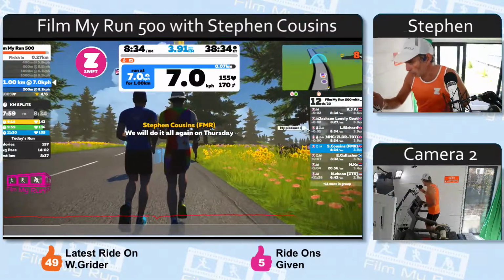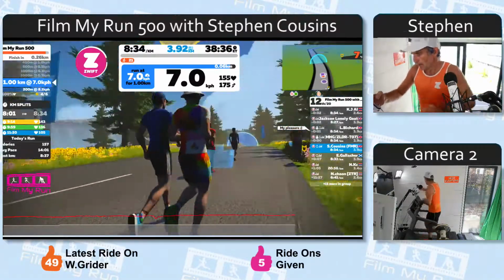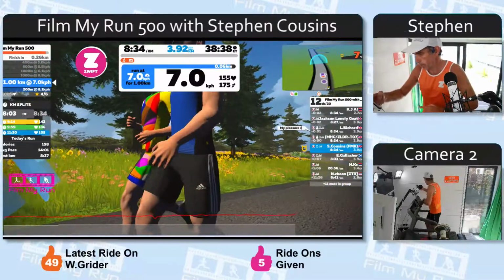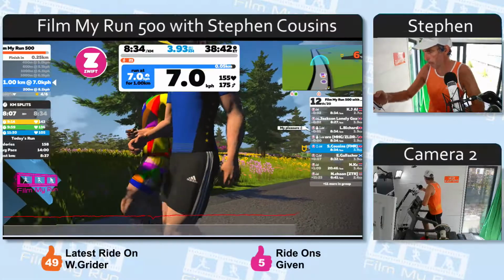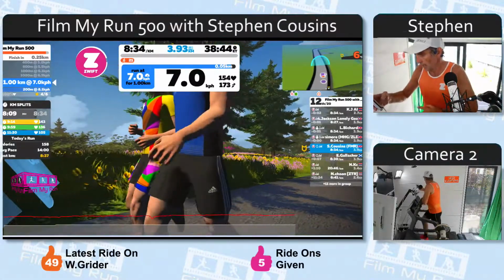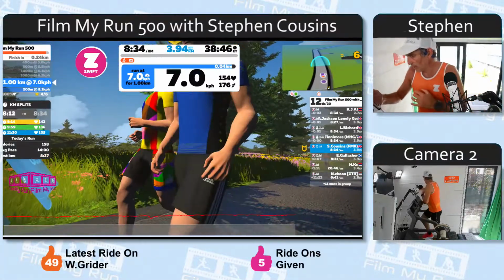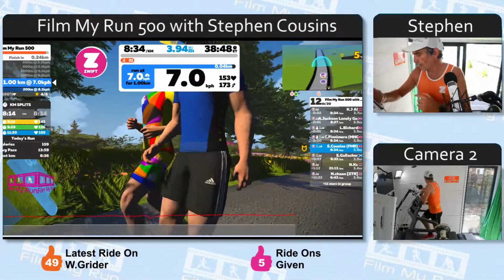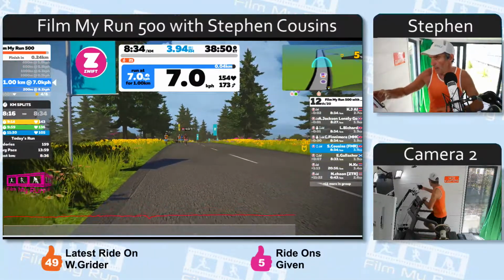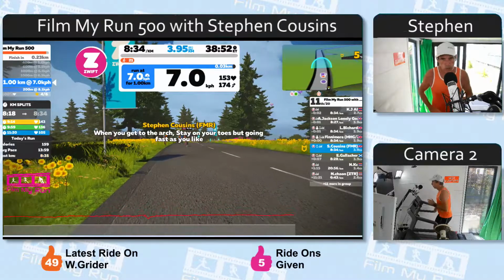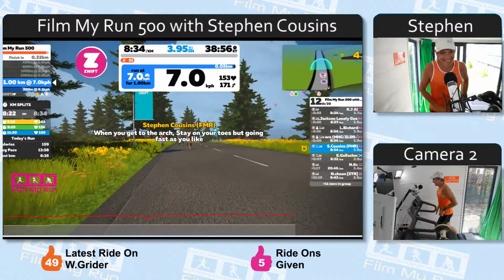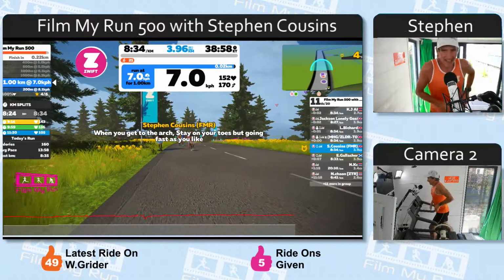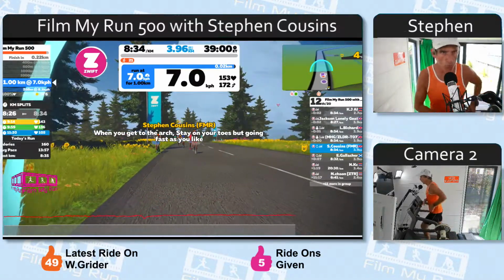When you get to the arch, stay on your toes, but go as fast as you like. So here we go, last 200 metres, 1 minute to go.